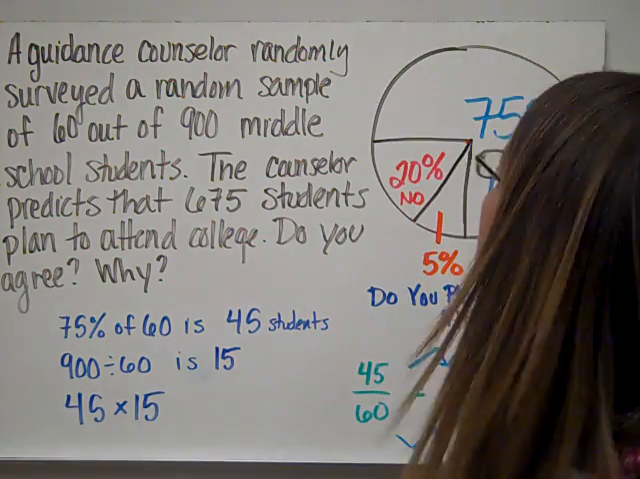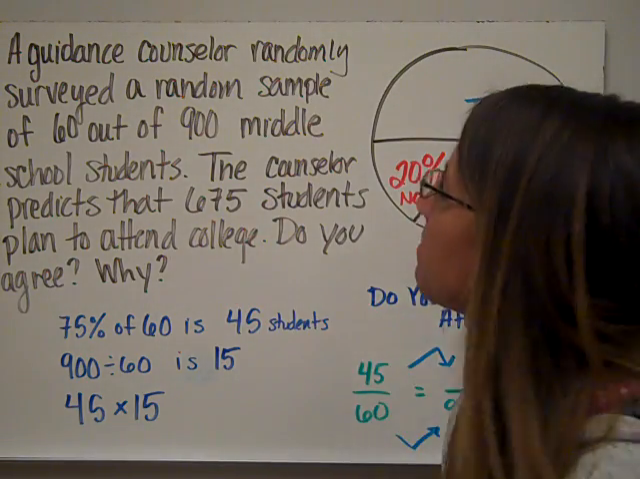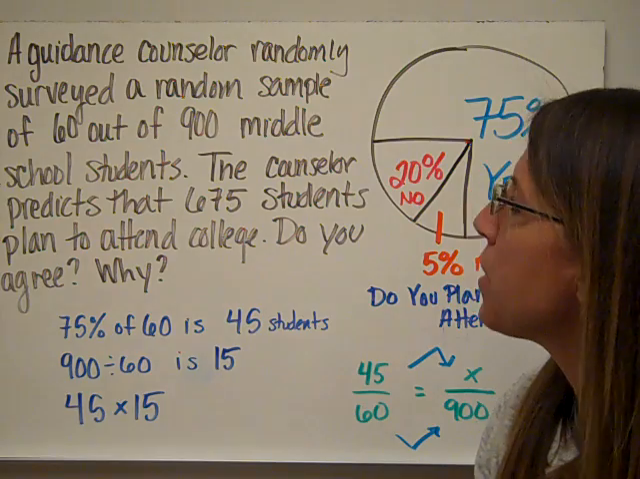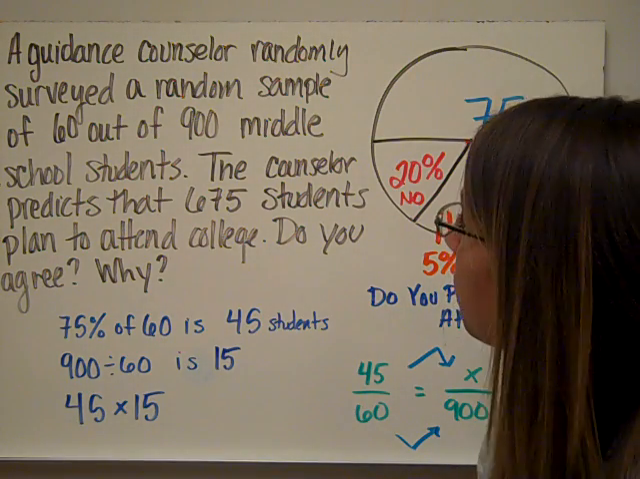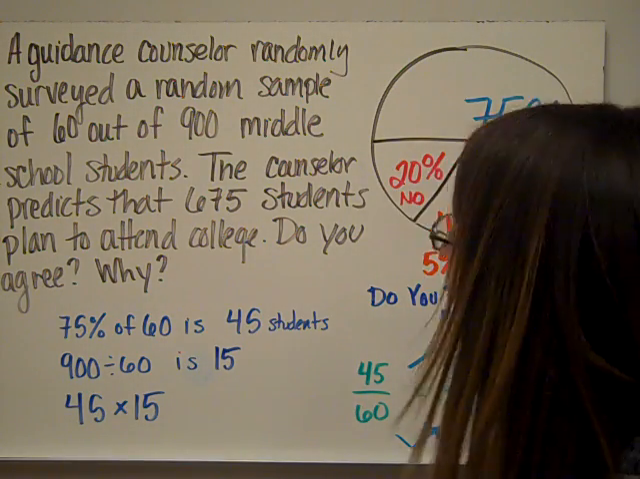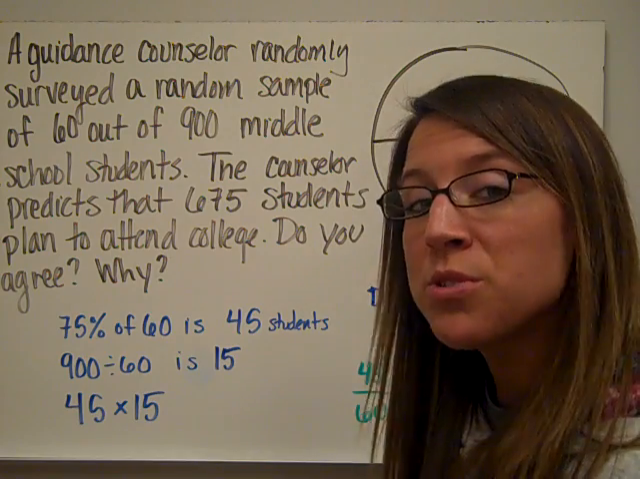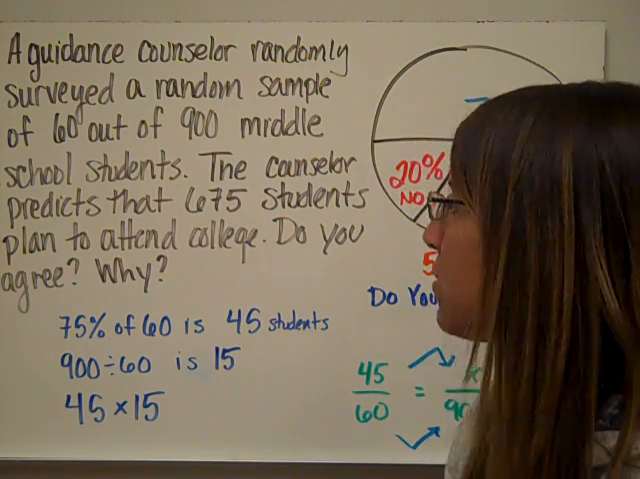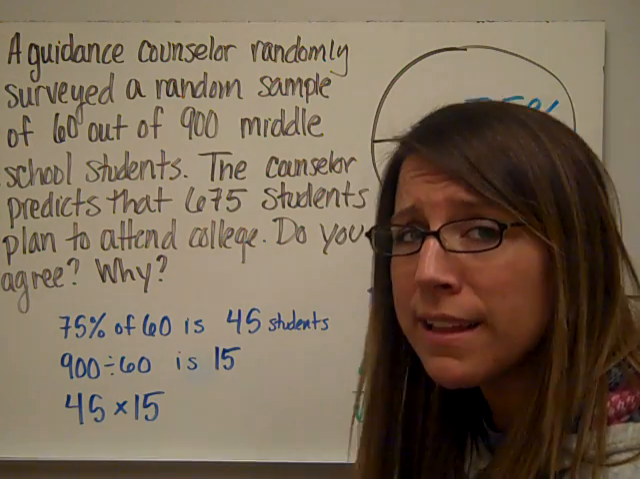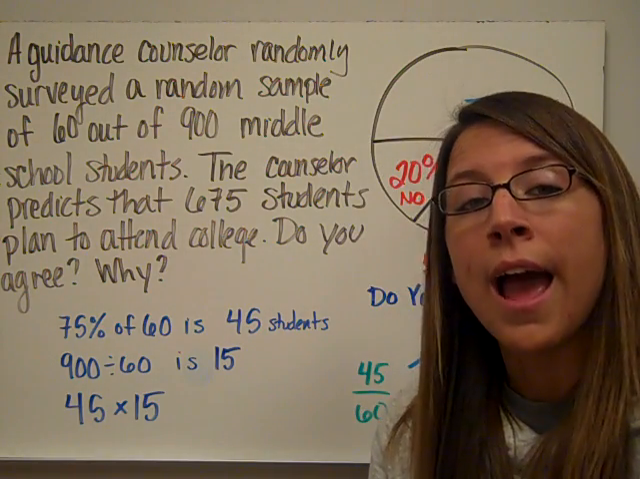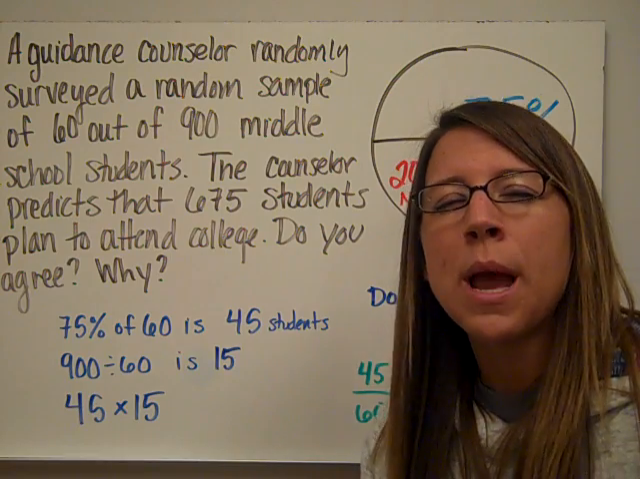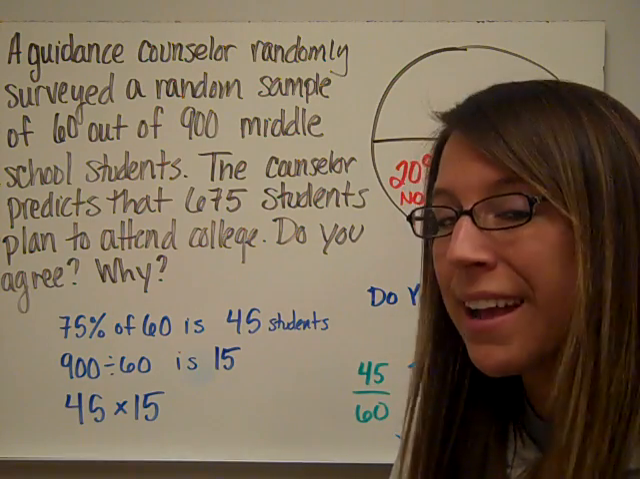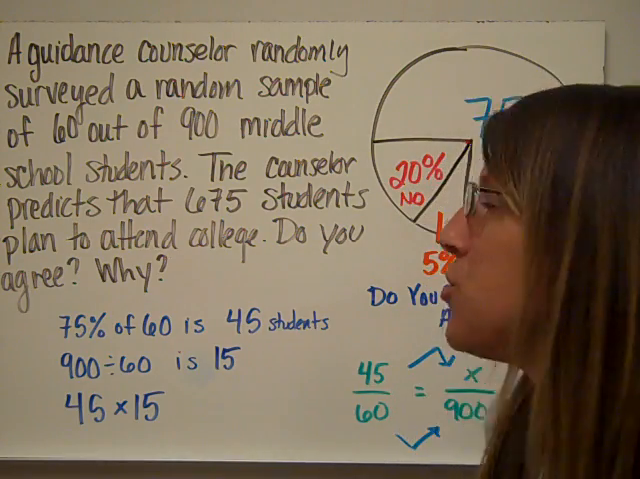Here's another example using a nice little graphic. A guidance counselor randomly surveyed a random sample of 60 out of 900 middle school students. The counselor predicts that 675 students plan to attend college. Do you agree? And why? You're going to have to really be good at explaining and backing up your answers to these questions.